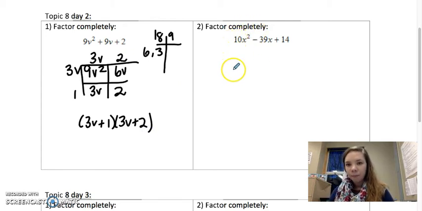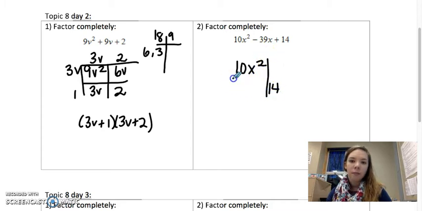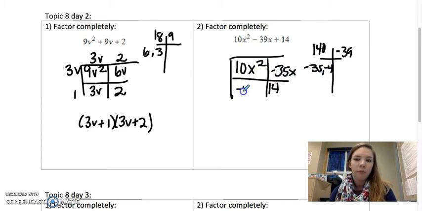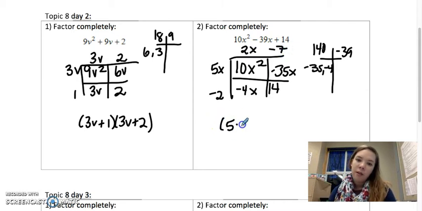All right, here I'm going to need to set up my box. I need factors of 140 that add to negative 39. So negative 35 and negative 4 would work. So that's what I'm going to use. So I can pull out a 5x, a negative 2, 2x, and negative 7. So I have 5x minus 2 times 2x minus 7.